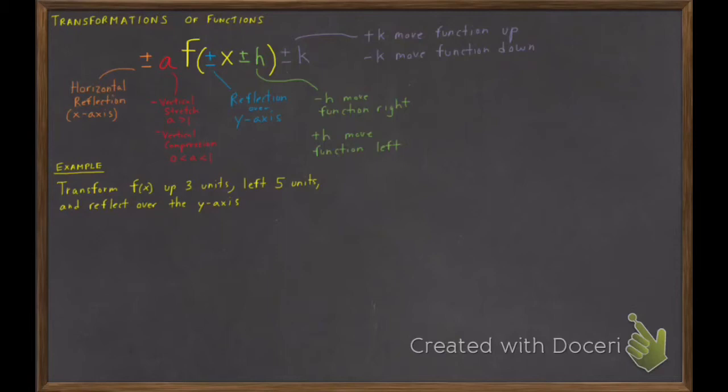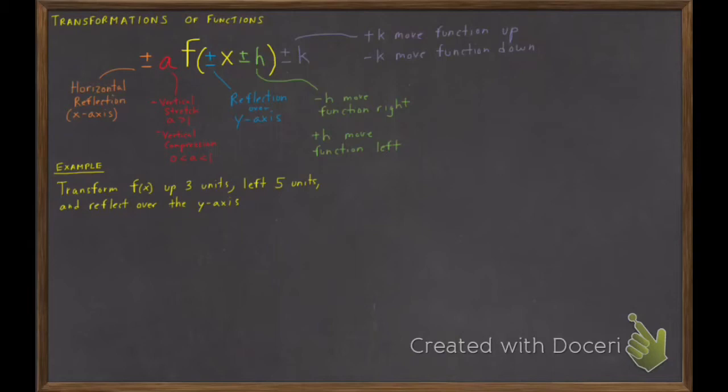We must remember this. This is where students always make mistakes. A minus moves to the right, a plus moves to the left. And I've already showed you why that is true in class. And then finally, outside of our function, the plus or minus k will move our function either up or down, depending if it's plus, up, minus, down.